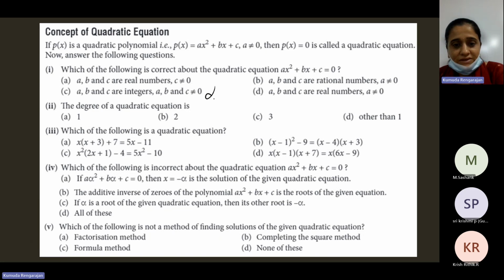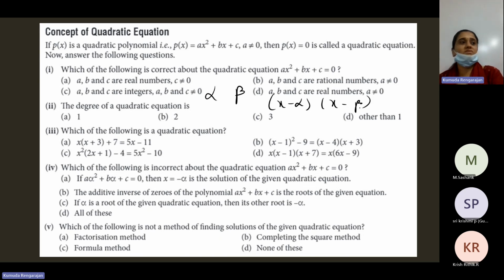Now with alpha and beta, to construct the polynomial, it is x minus alpha into x minus beta. To construct the polynomial, we'll take the opposite sign. The factors will be x minus alpha into x minus beta. Because if x is equal to alpha, then when you transpose, x minus alpha is equal to 0. You understand that? Okay, so this is incorrect. This one is incorrect because x is equal to alpha, not minus alpha.